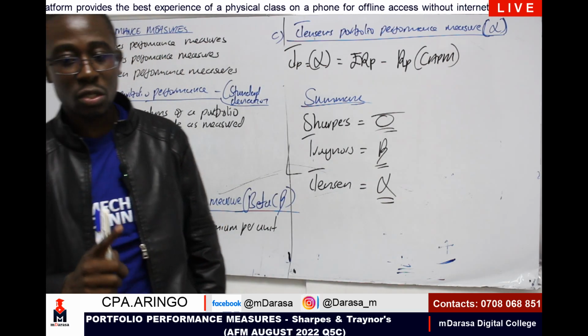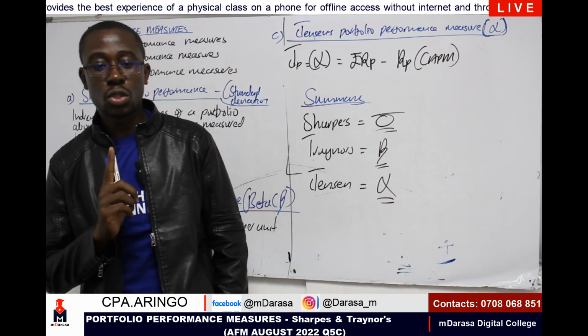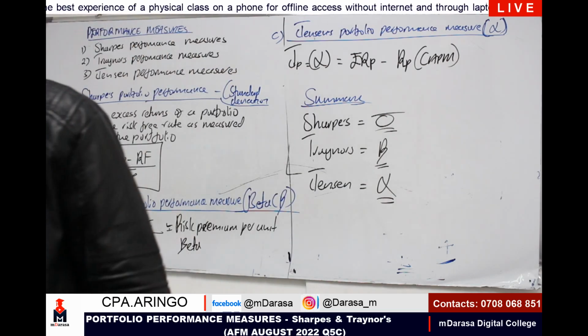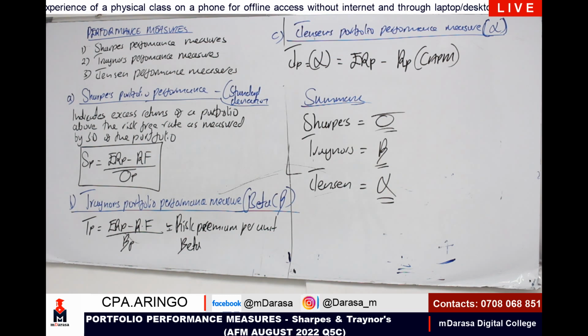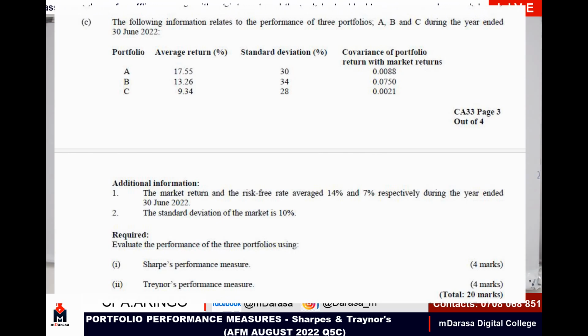The question that I want us to handle today is a question which was tested in August 2022, question number 5C. Let me share the question here so that we can have it together. That's our question, believing that it is very clear on our end. And you'll find that these are some of the free marks that you must always be taking advantage of.